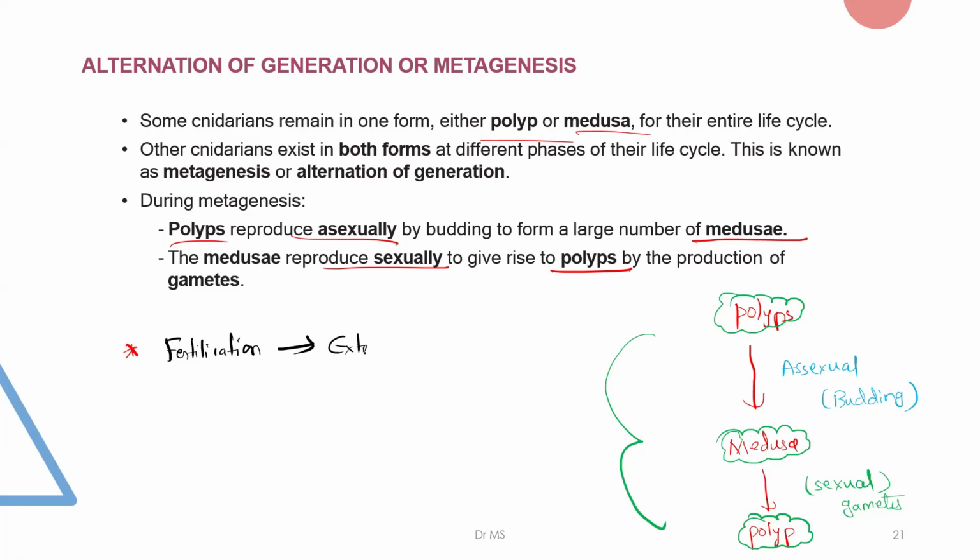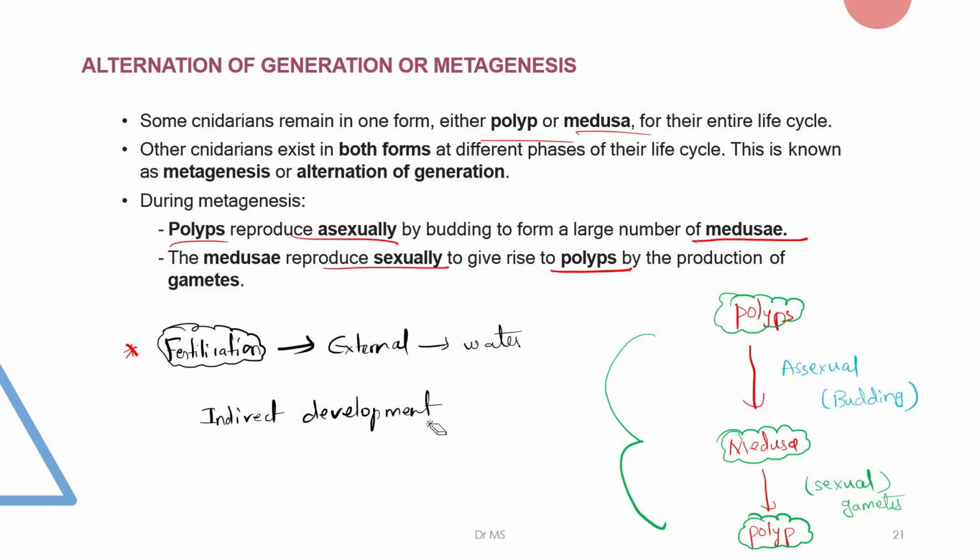So what is the meaning of external? Whatever gametes are there, they will be released into the water. Now the sperm and the egg will fuse in the water. So that we call external fertilization. And development is indirect development. That means a larva stage is present. Remember this. There is indirect development, and a larva stage is present.